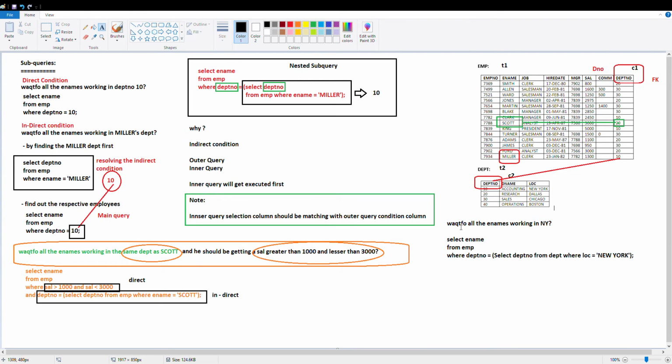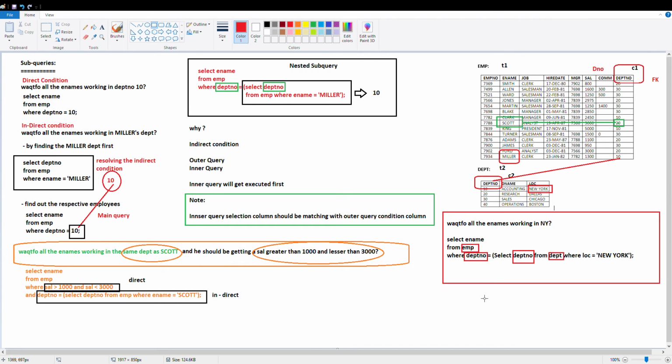So what is happening here? Try to understand. The intention of this question is what? All the employee names who are working in New York. Where is this New York located? It is located here. Now what is the foreign key common column between the two tables? Department number. This department number is coming from which table? Department table. This department number is coming from which table? EMP table. So what are you going to do?